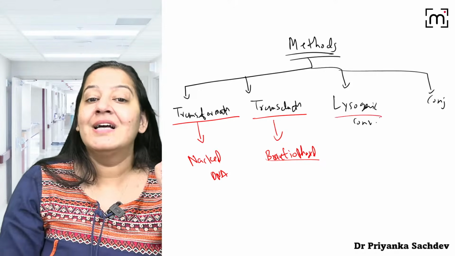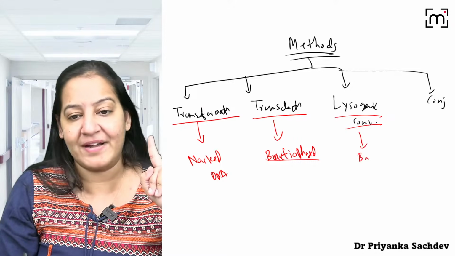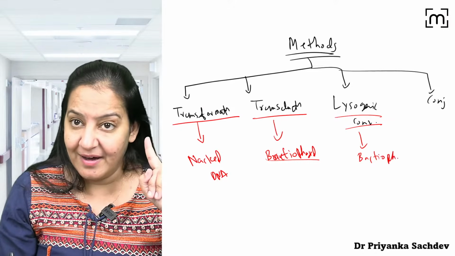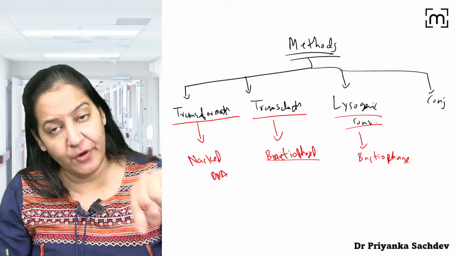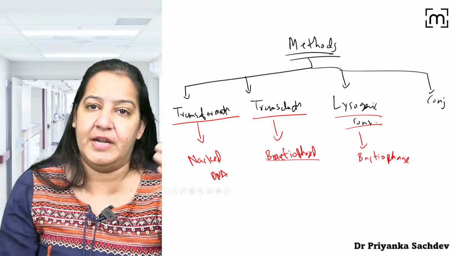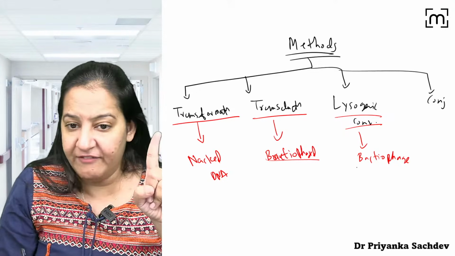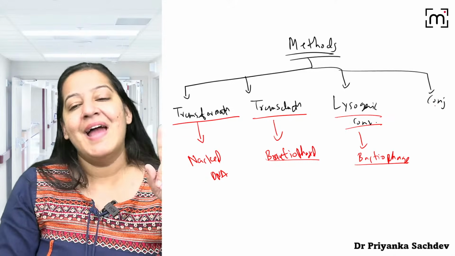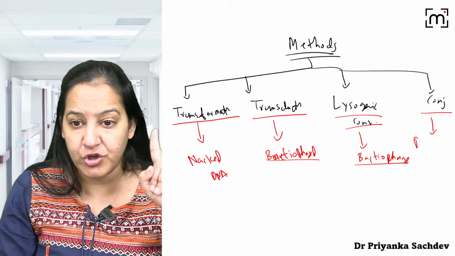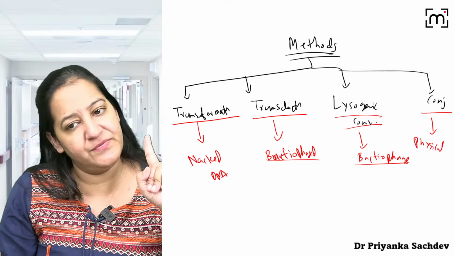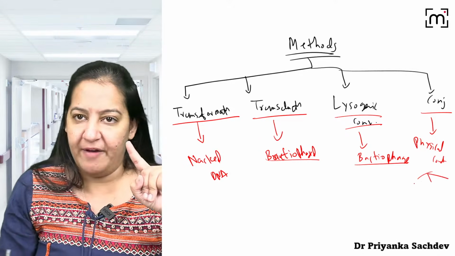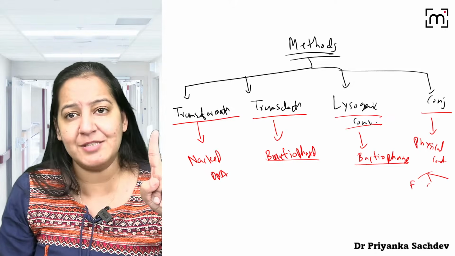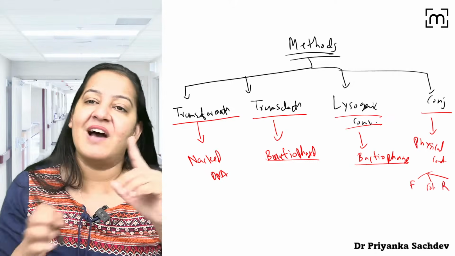You got my point. The third is lysogenic conversion. Again, a bacteriophage is involved. But here, the genetic material of the bacteriophage integrates with the genetic material of the bacteria. It is not a delivery boy. It is actually participating in the gene transfer. And the last one is conjugation. The word conjugation means physical contact. It is of 3 types I have told you: F-plasmid, col plasmid and resistance R-plasmid.